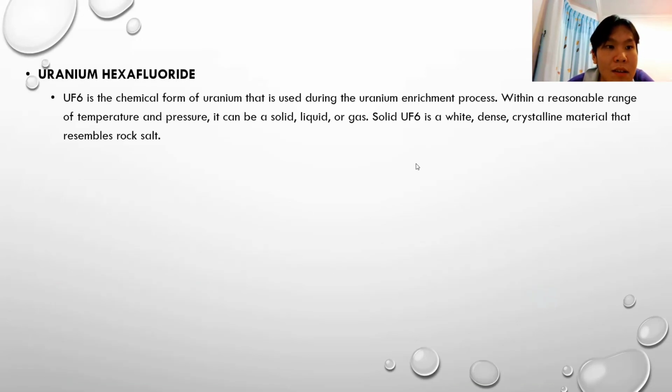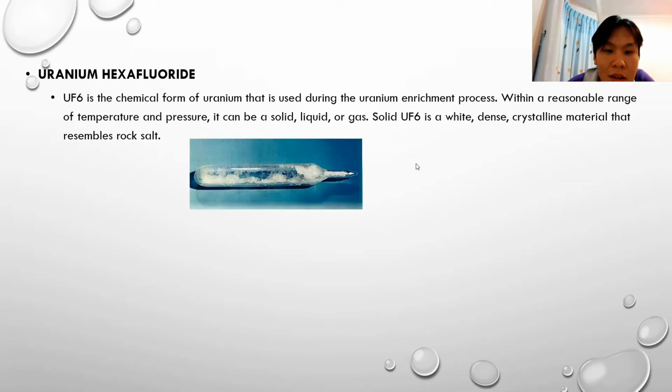Now the second one is uranium hexafluoride, which is a chemical form of uranium that is used during the uranium enrichment process. Within a reasonable range of temperature and pressure, it can be a solid, liquid, or gas. Solid uranium hexafluoride is a white, dense crystalline material that resembles rock salt. Now this is the image of it.